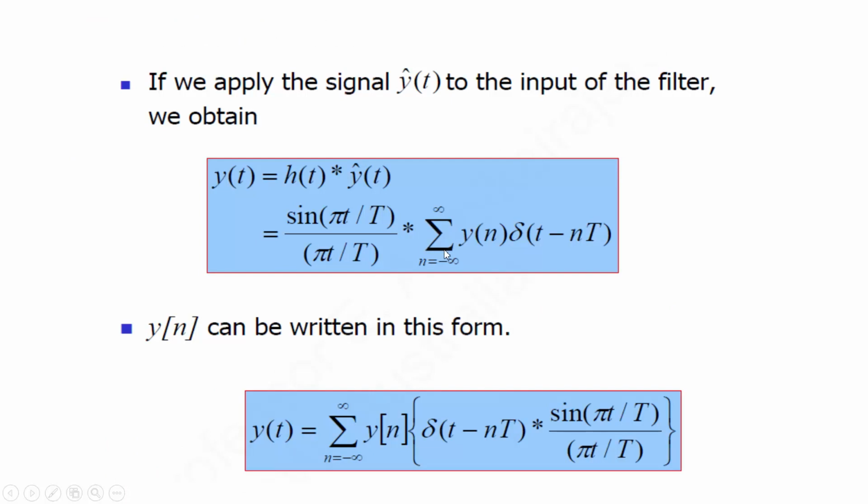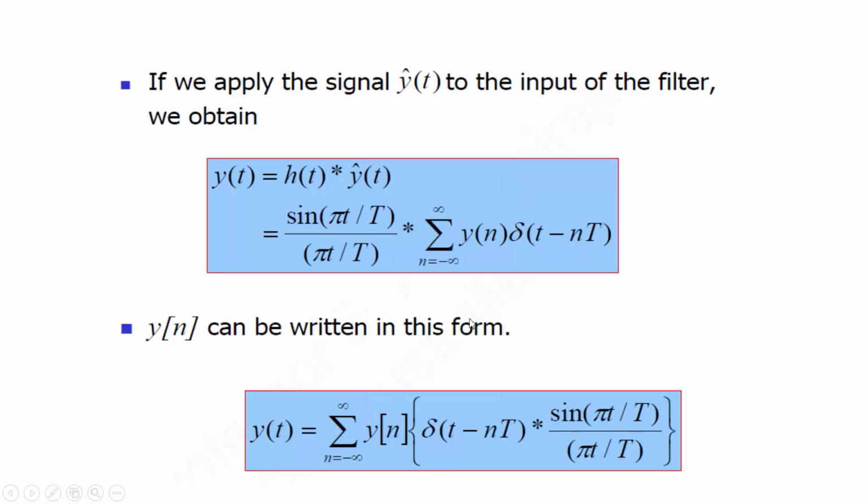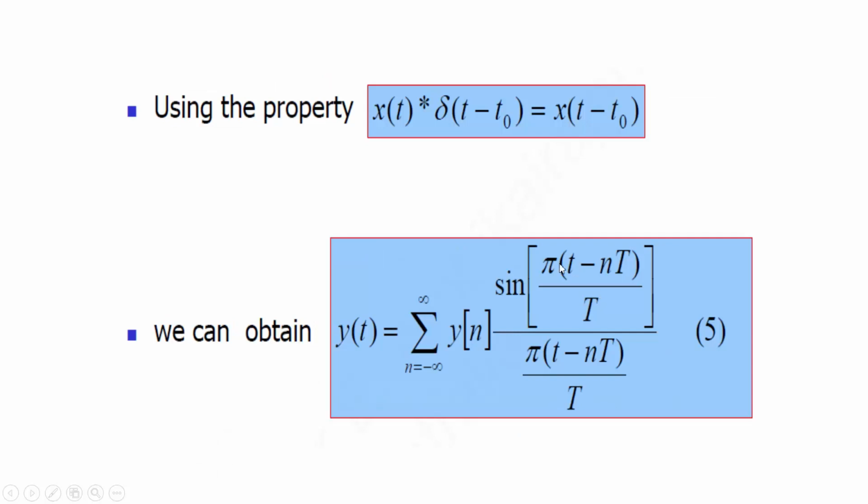So if we do it like this, this signal, this function sine pi t capital T divided by pi t capital T, we take inside the sigma, and we know that once a function is multiplied by an impulse function, a delayed version of the impulse, then the function itself gets delayed by the same amount. So that's what we do. This delta function is being convolved with the sine function. So the sine function will itself get delayed by n capital T. So that's what we get here, right?